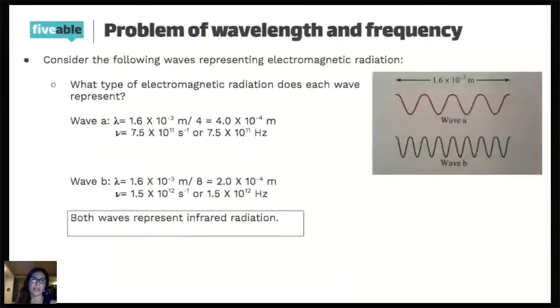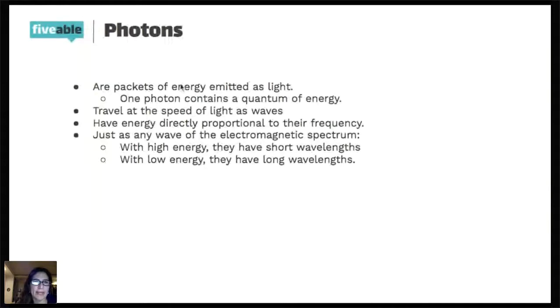The definition of photons: photons are packets of energy emitted as light. A particular photon contains a quantum of energy, and we're going to see why this is important in a moment. So the photons travel at the speed of light as waves. So we can also use the formulas of wavelength and frequency for photons. Just as any wave, they will have frequency and wavelength, and the higher the energy, the shorter the wavelengths they will show, and the opposite with lower energy, they will have longer wavelengths.